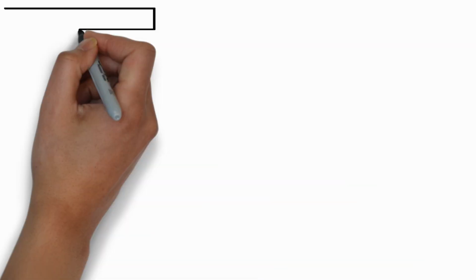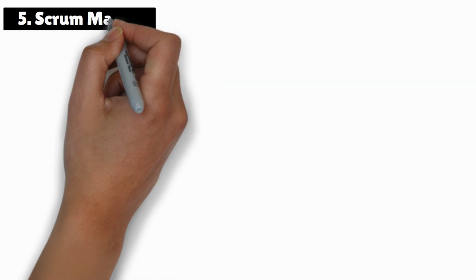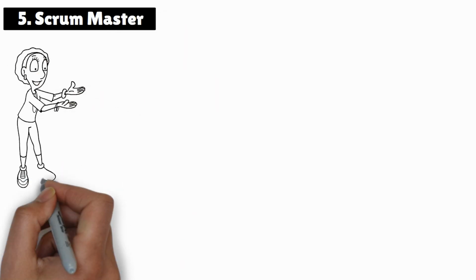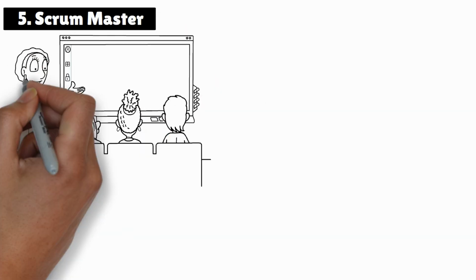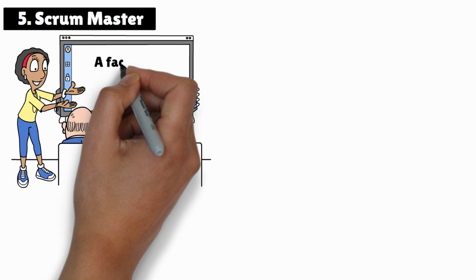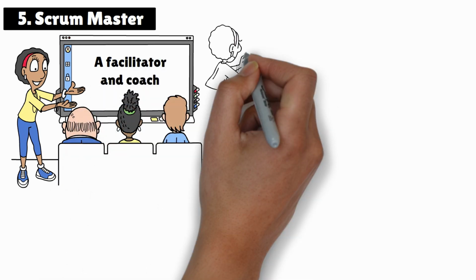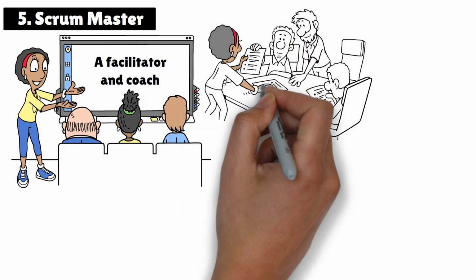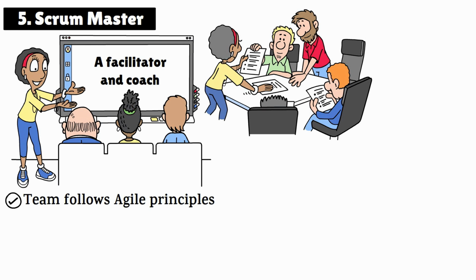5. Scrum Master. The Scrum Master is the role that keeps the Agile process running smoothly. They're not the boss of the team, but rather a facilitator and coach, focused on removing obstacles and ensuring that the team follows Agile principles.